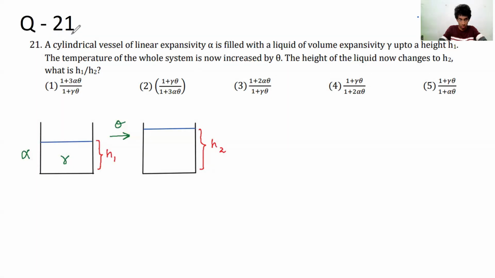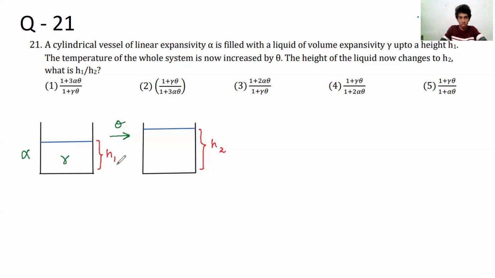Question number 21. A cylindrical vessel of linear expansivity alpha is filled with a liquid of volume expansivity gamma up to a height h1. The temperature of the whole system is now increased by theta. The height of the liquid now changes to h2. What is h1 over h2? So this is the first instance, and this is the instance when the temperature is increased by theta.